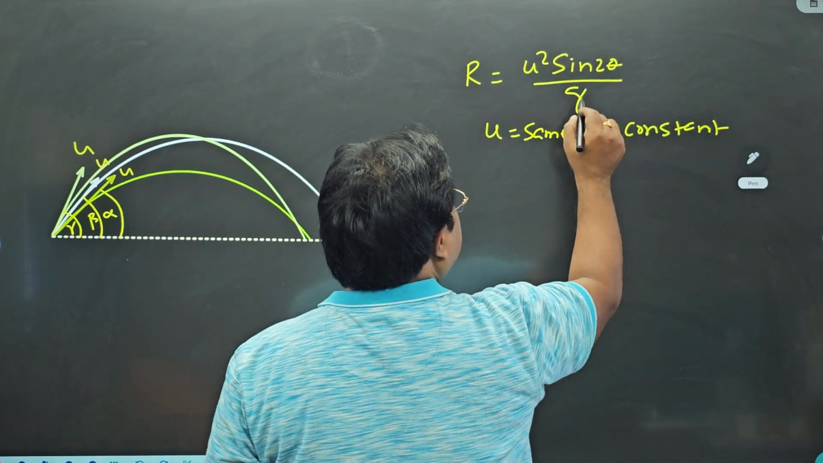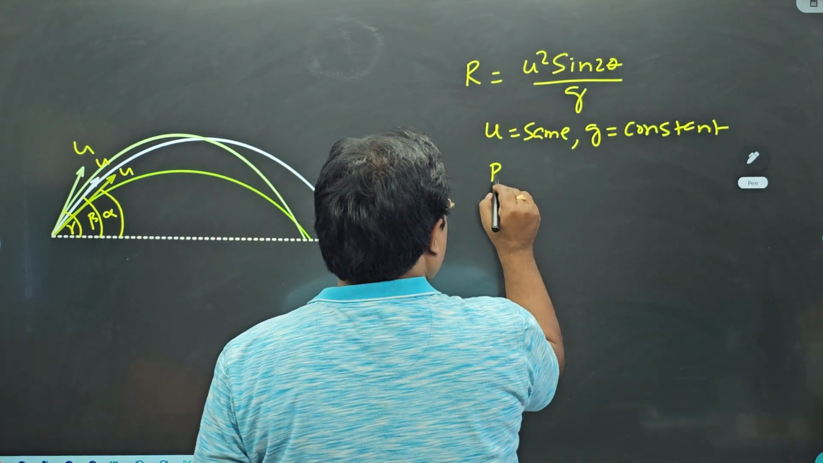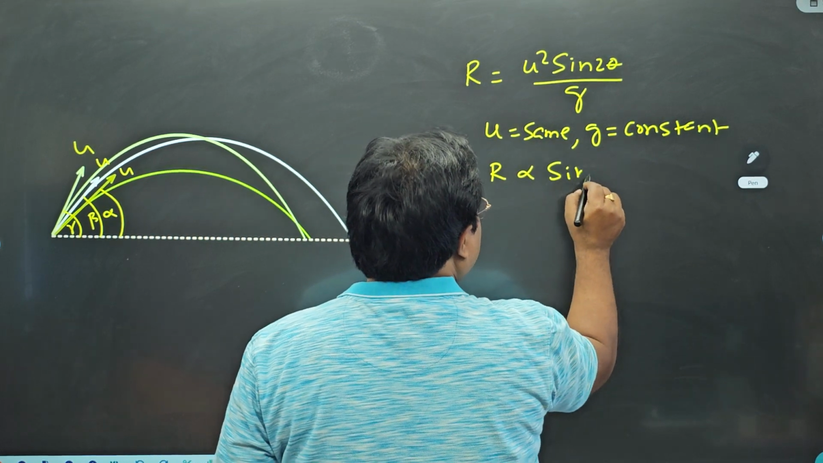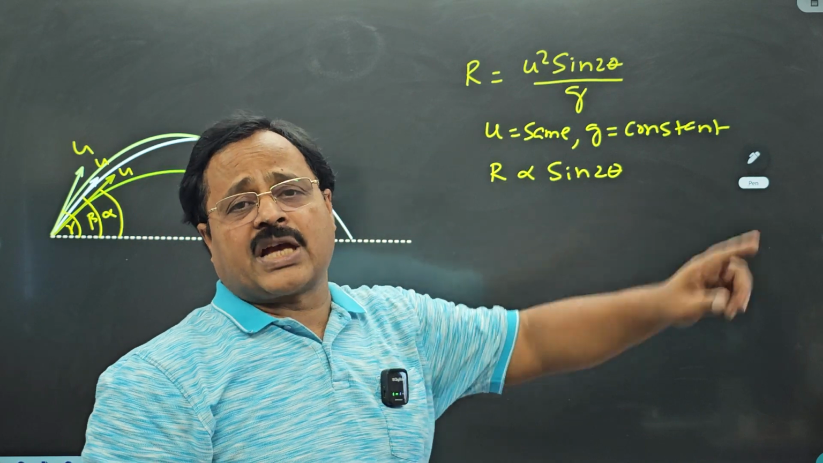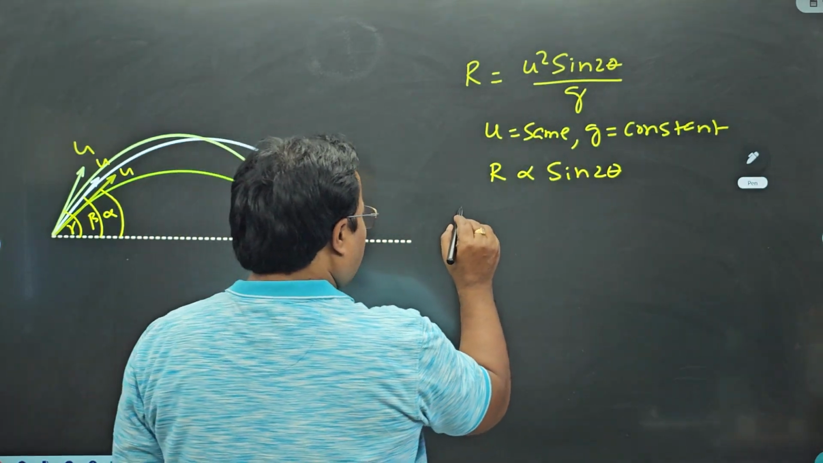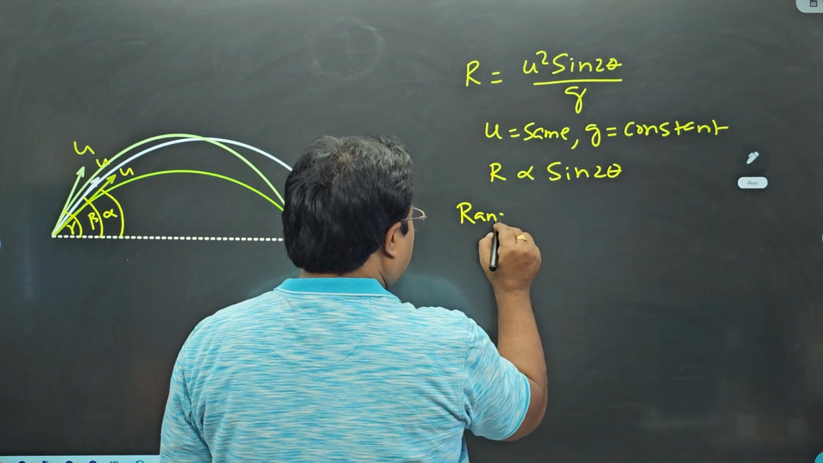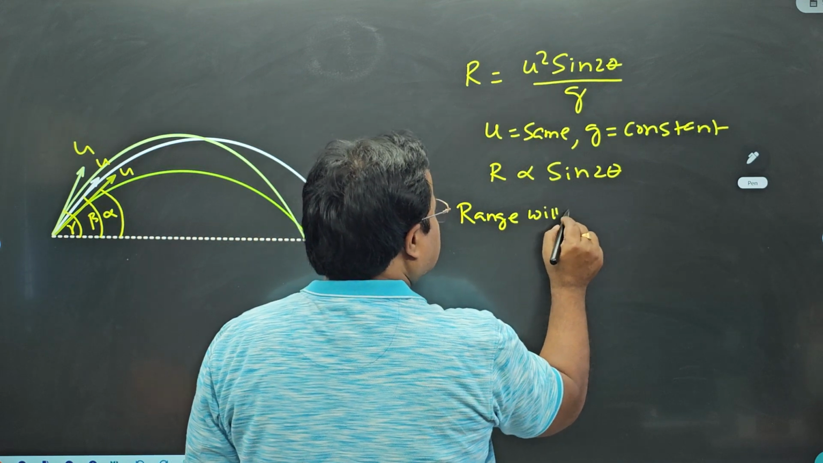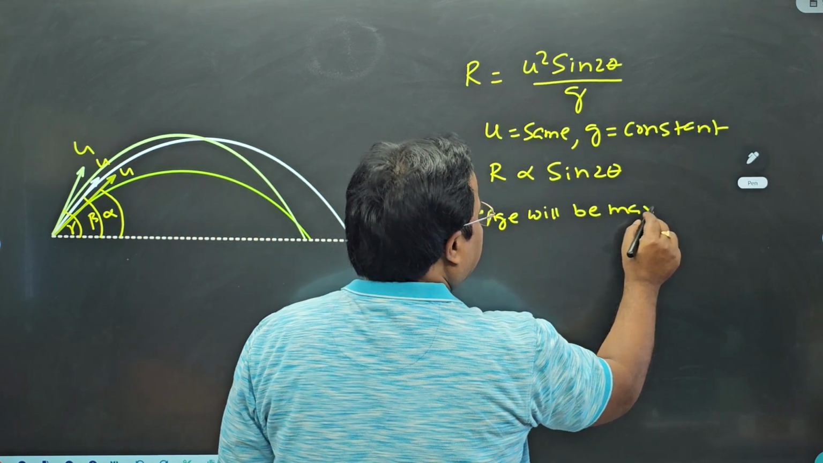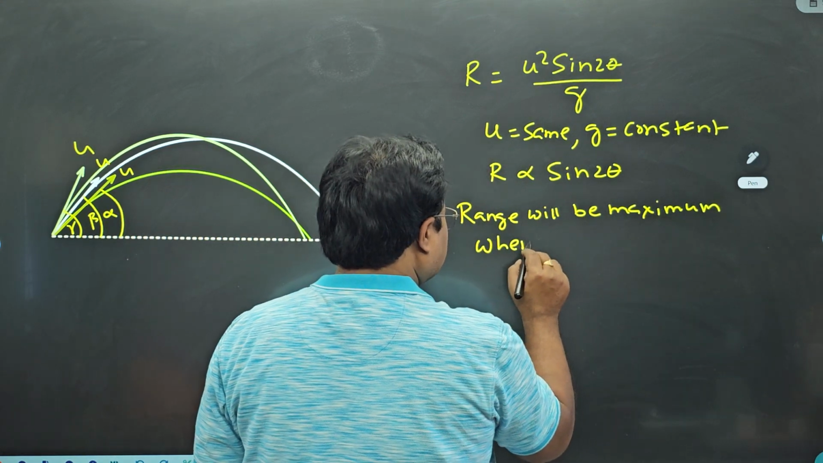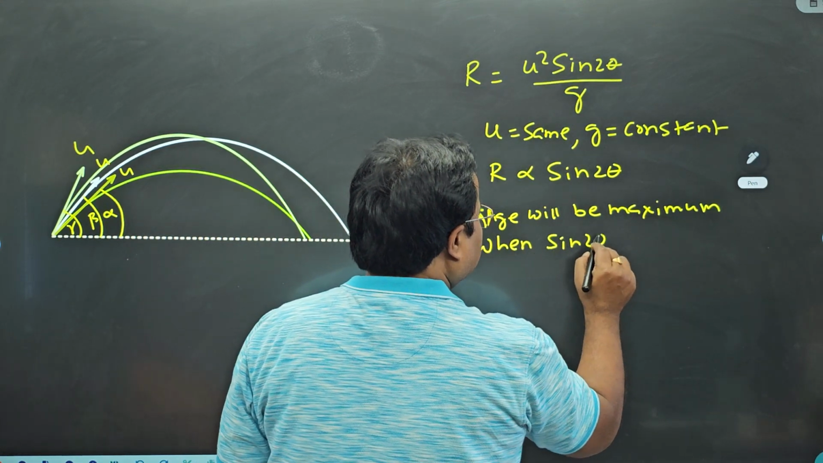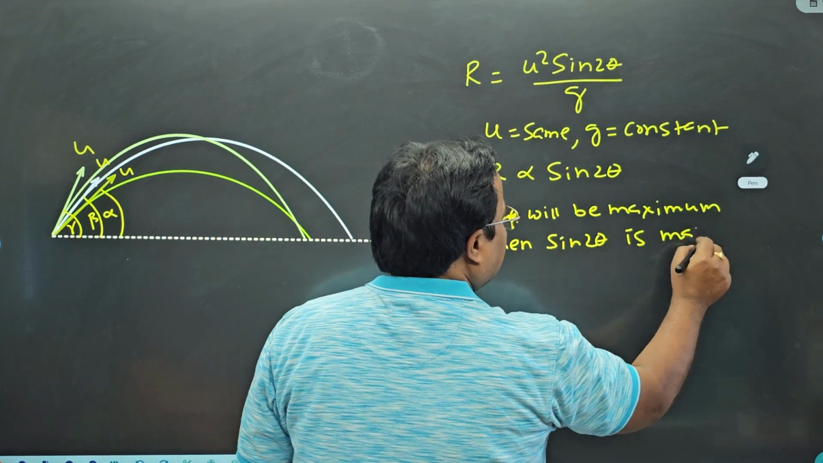Therefore, as u is the same and g is constant, range will be directly proportional to sin 2 theta. When will the range be maximum? Range will be maximum when sin 2 theta is maximum.